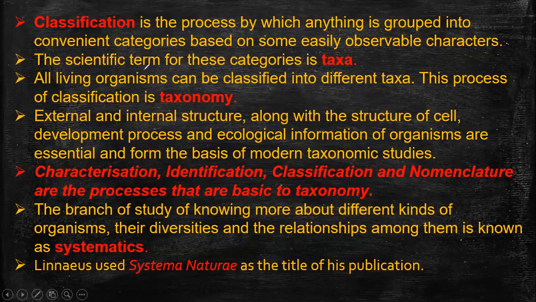Classification is a process by which anything is grouped into convenient categories based on some easily observable characteristics. The scientific term for these categories is taxon. All living organisms can be classified into different taxa, and this classification is what is said to be taxonomy. So define taxonomy. Important. External and internal structure, along with structure of the cell, development and ecological information of organisms, are essential and form the basis of modern taxonomic studies.